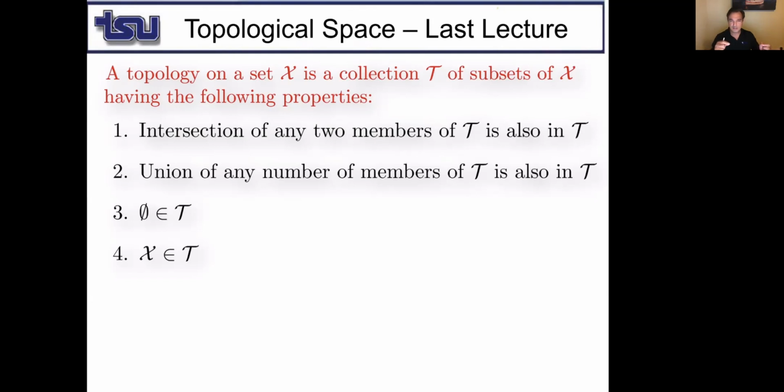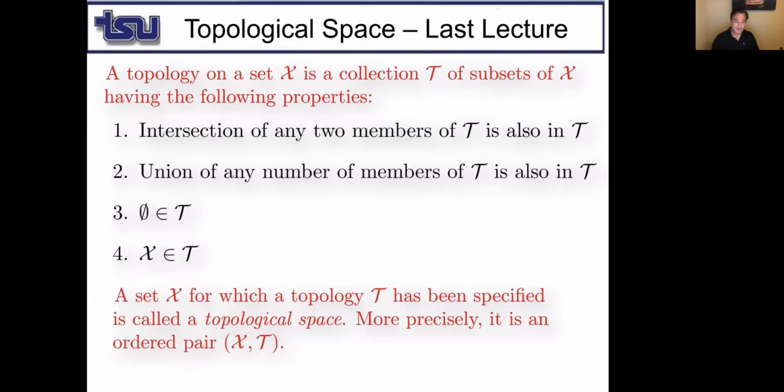And for intersection, I'm getting only 2 members. But for union, I can take any number of members. And if the union is also in T, that satisfies property 2: the empty set must be in T, and the whole set must be in T. And we said that a set X for which a topology T has been specified is called a topological space. More precisely, we say that it is an ordered pair of the set X and the collection of its subsets T that satisfy those 4 properties.